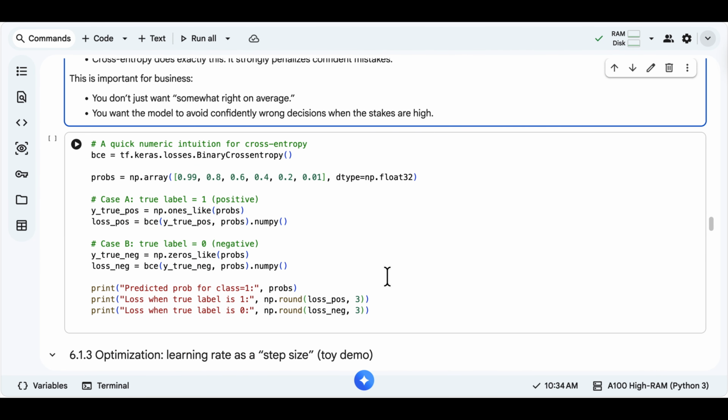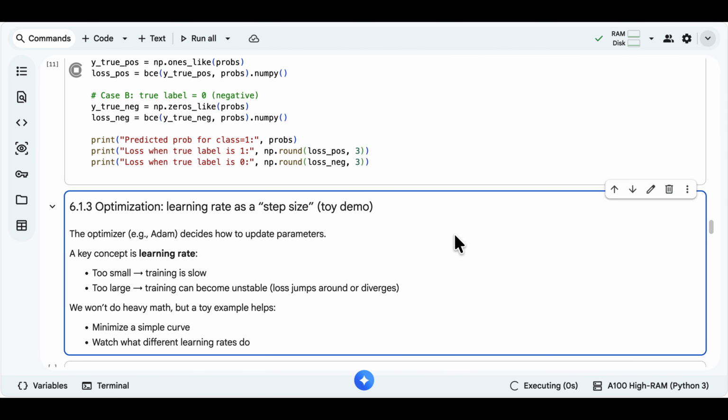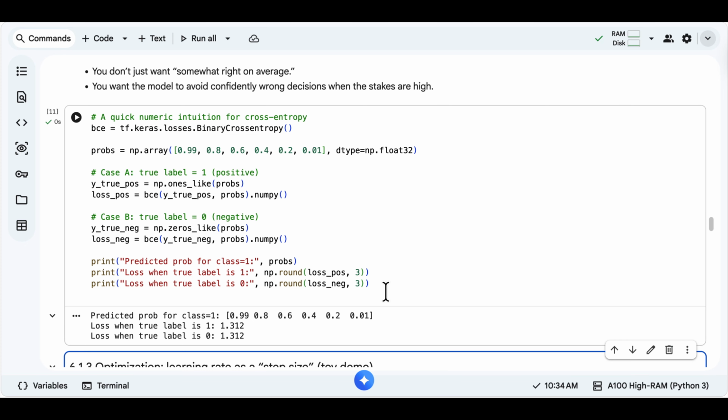This cell gives a small numerical demonstration. The code feeds several predicted probabilities into the binary cross-entropy function. The printed averages happen to be the same for the all positive and all negative cases because the chosen probability list is roughly symmetric. Do not let that distract you. The real point is that binary cross-entropy is averaging over the whole set, and the largest penalties come from confident errors such as predicting near 0 for a truly positive example, or near 1 for a truly negative example.